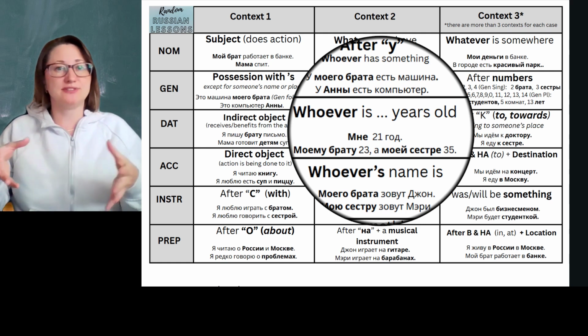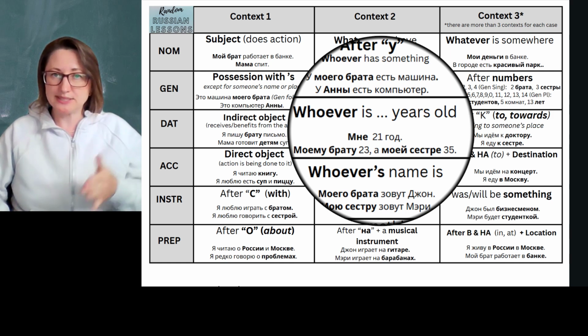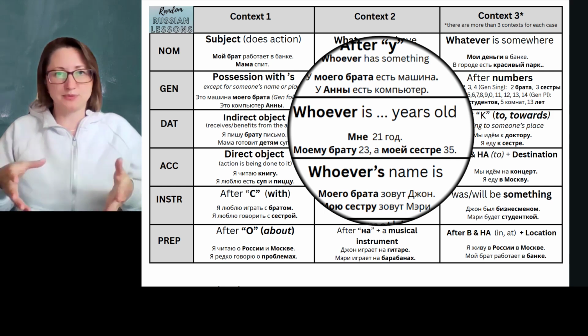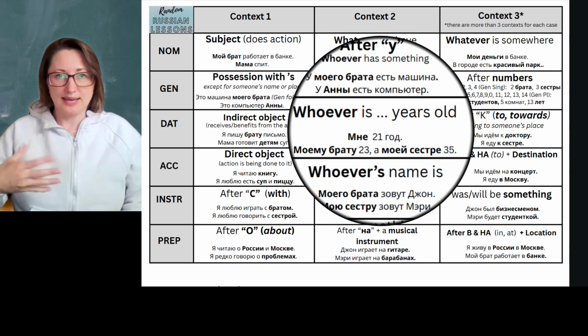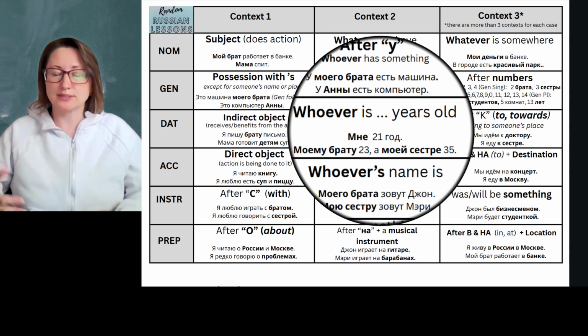Now, in English, it's very simple. I am 21. My brother is 23. My sister is 35. I, my brother, my sister are the subjects of the sentence. Who is 21? I am. Who is 23? My brother is.